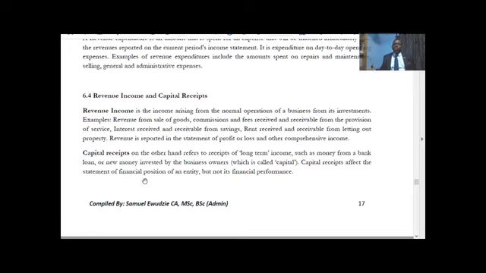Or if the company goes to borrow from a bank, or if the company issues debentures, the proceeds from that are considered as a capital receipt, and that affects the statement of financial position of the entity and not its financial performance. So as revenue income affects the financial performance of an entity, capital receipts affect the statement of financial position. I hope I've made myself clear. Great.